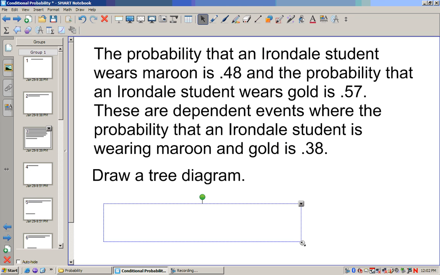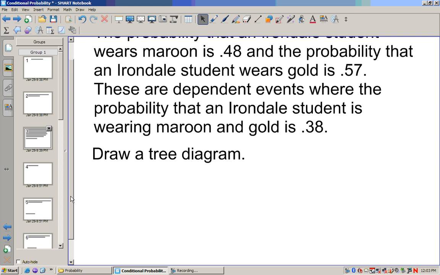So first off, the probability that an Irondale student wears maroon is 0.48, and the probability that an Irondale student wears gold is 0.57. Now these are dependent events, so knowing that someone's wearing maroon gives them a higher chance that they're wearing gold, because those are school colors, and generally people wear them together. So these are dependent events where the probability that an Irondale student is wearing both maroon and gold is 0.38.